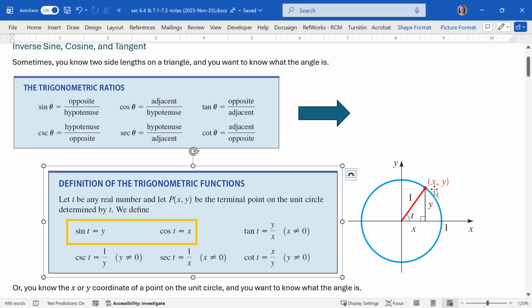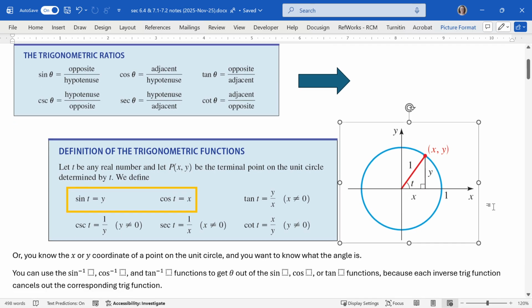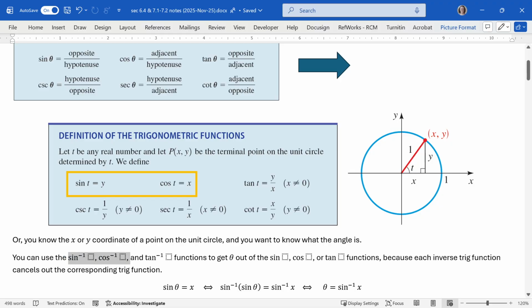Okay, so sometimes you might know, or you might have in mind, some x or y coordinate on the unit circle, and you might want to know what the angle is that gives you that x or y coordinate. So in that case, you can use inverse trig functions. So the inverse trig functions are these. This is sine inverse, this is cosine inverse, and this is tangent inverse.